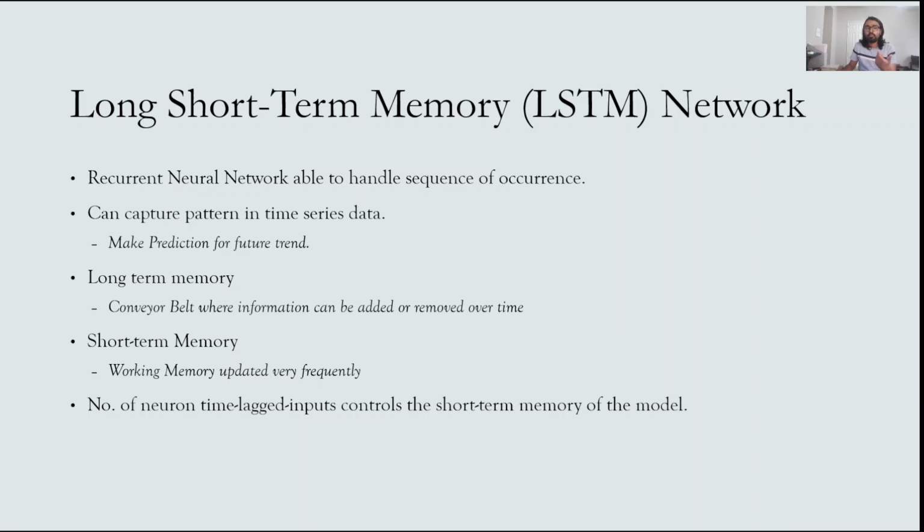So the name long short is used because it has two types of memory. One is called long-term memory and one is short-term memory. Long-term memory is stored in the model where we are providing the data. It builds a trend over time and tries to capture those properties.